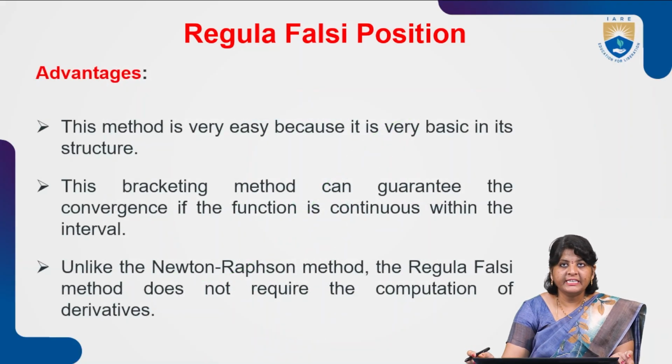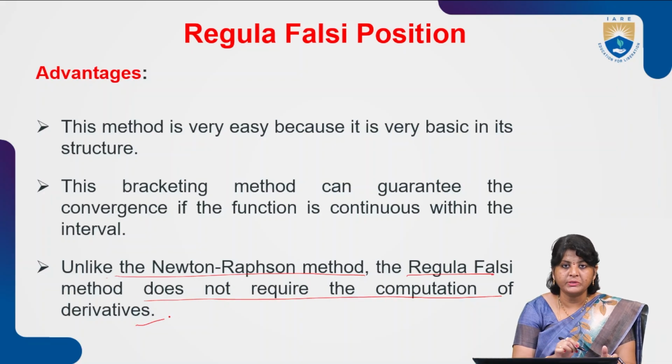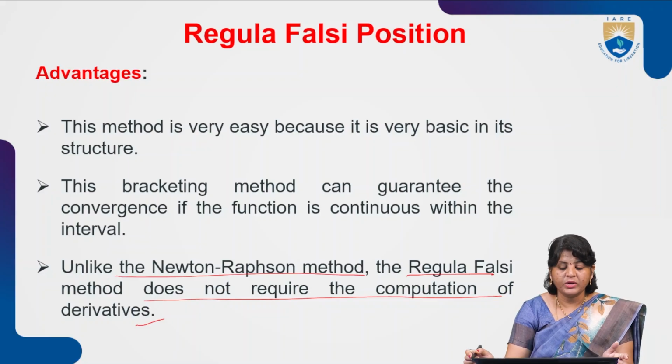Now, what are the advantages of the Regula Falsi method? This method is very easy because it is very basic in structure. This bracketing method can guarantee convergence if the function is continuous within the interval. Unlike the Newton-Raphson method, the Regula Falsi method does not require the computation of derivatives. And when we move on to the Newton-Raphson method, we will see how it works.